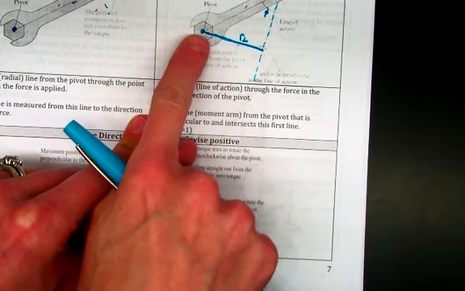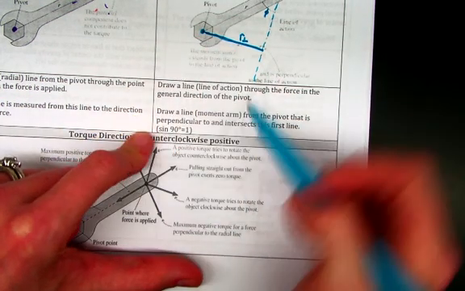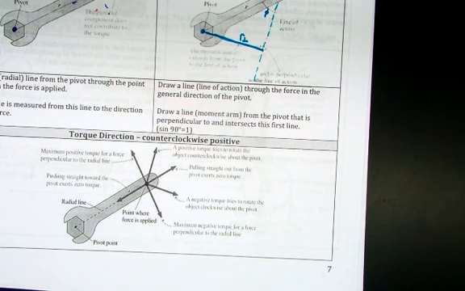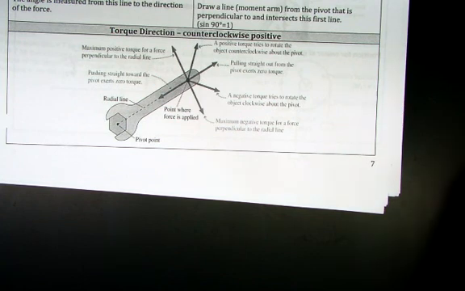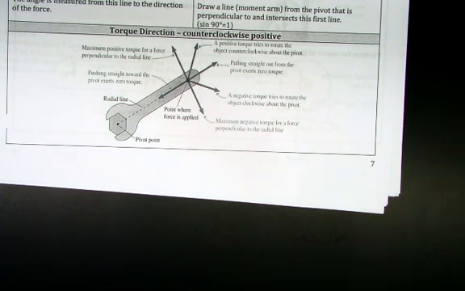Next, this one. I do want to take some time to go over this because it seems pretty straightforward, but I'm finding as I teach this year after year that a lot of people are having problems with the direction of the torque, whether it should be negative or positive. So I'm going to go over two ways to tell, all right?